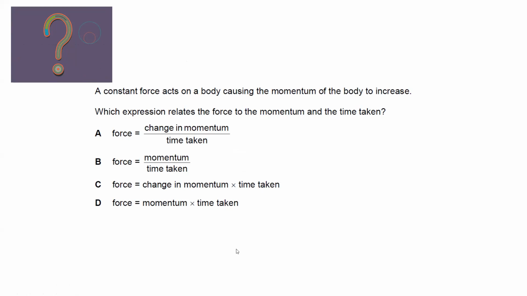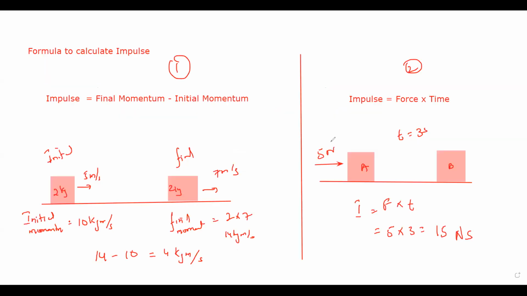The second formula of the impulse: when the force is given to you, a force is applied on the object and it changes the speed of the object for a certain time interval like 3 seconds or 5 seconds, and they ask to calculate the impulse. So how do you calculate the impulse? The force applied on the object and the duration for which the force is applied, when you multiply them, you get the impulse or change in momentum. The unit of force is Newton and the unit of time is second, so 5 multiplied by 3 is equal to 15 Newton second.